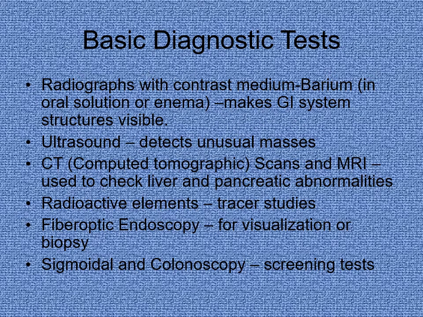Basic diagnostic tests: radiographs are used with contrast medium, barium, in oral solution or enema, and this makes the GI system structures visible. Ultrasound can detect unusual masses. CT, computed tomographic scans, and MRIs are used to detect liver and pancreatic abnormalities. Radioactive elements may be used to make tracer studies. Fiber optic endoscopy helps with visualizing or biopsy of various segments of the GI tract. And sigmoidoscopy or colonoscopy are routine screening tests. These are preventative and monitoring tools for cancer.